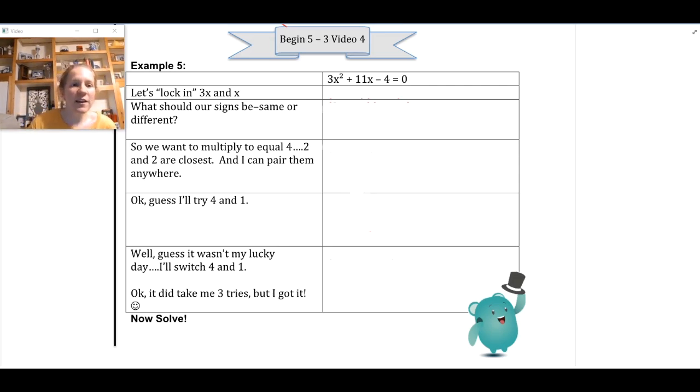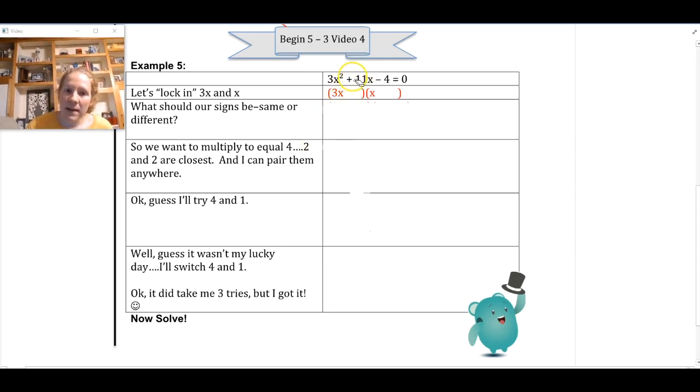Lesson 5.3 video 4. So I've got 3x squared plus 11x minus 4 equals 0. The first thing I'm going to do, this is already set equal to 0, so I don't have to worry about forgetting this time. I'm checking to see if there's a GCF, and there's not. 11 is prime, so there's nothing else I can pull out. 3 is also prime, so that means I get to lock in a 3x and an x, because the only way I can get 3x squared is by multiplying 3x times x.